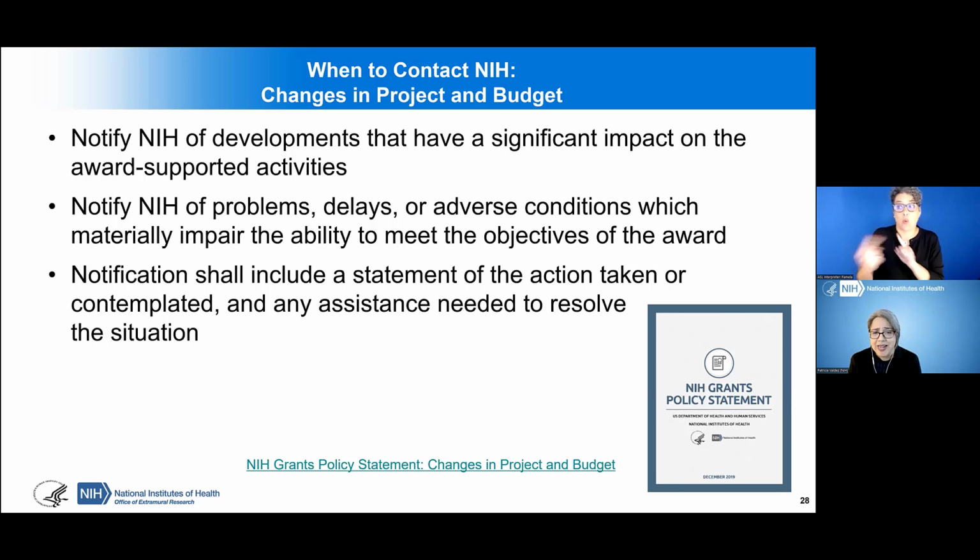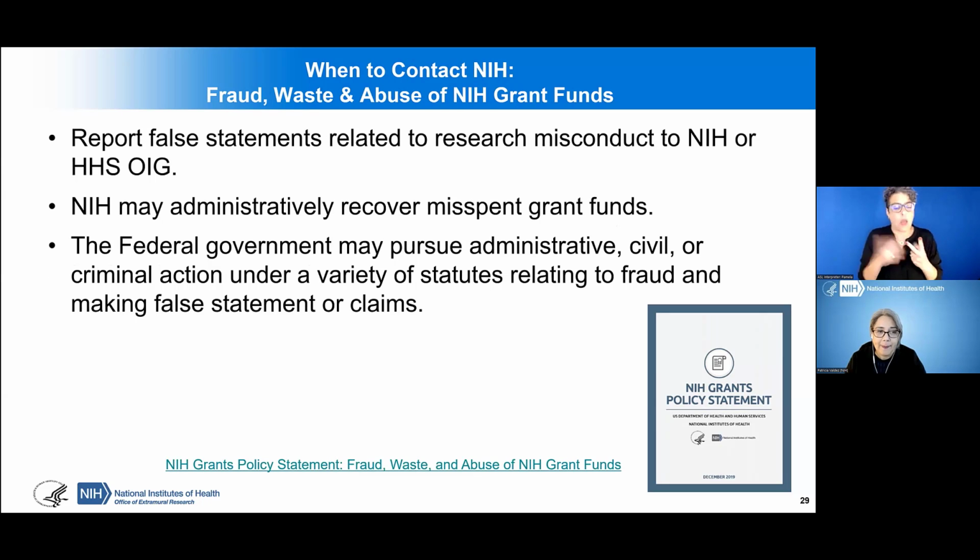and that could be things like the PI is on administrative leave, or you've identified really big problems with the data, and so the research can't continue. And maybe you need to change the scope. So that notification should include a statement of the action taken or contemplated and any assistance that is needed to resolve the situation. And I also want to mention this is all in the NIH Grants Policy Statement, which I have a link to below.